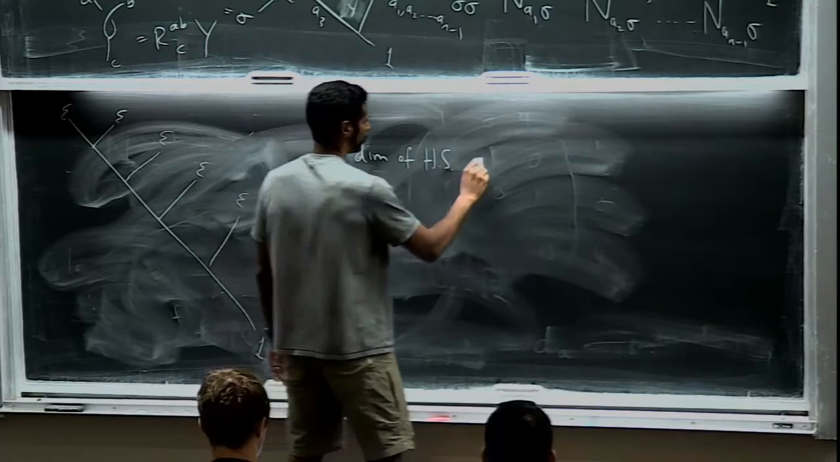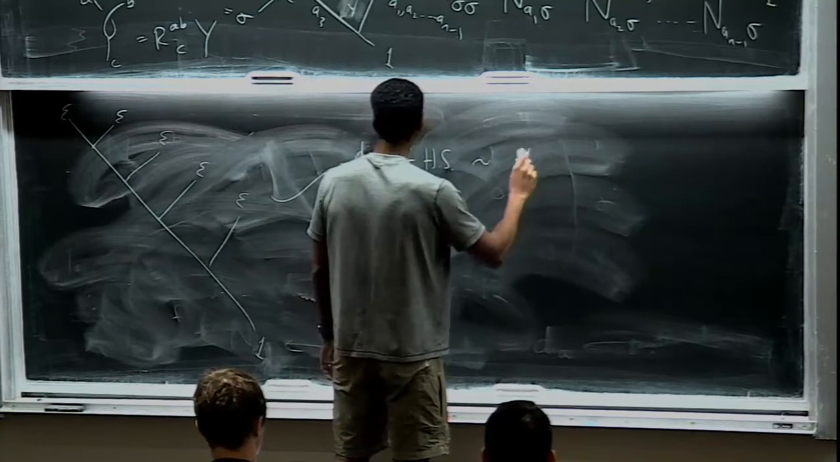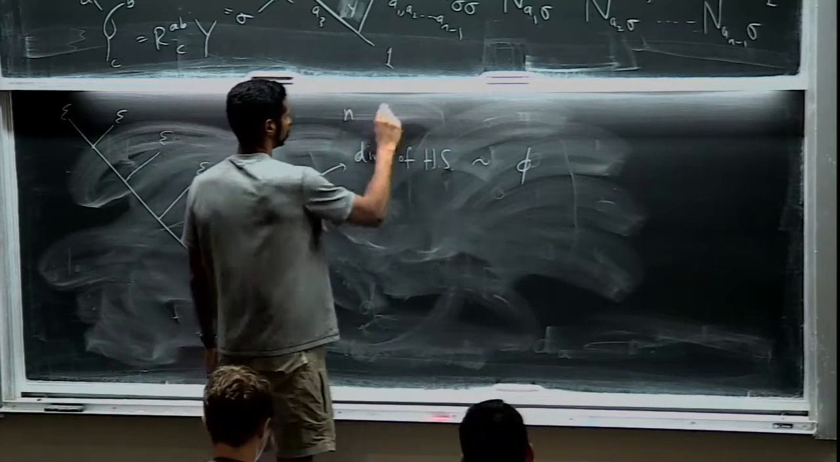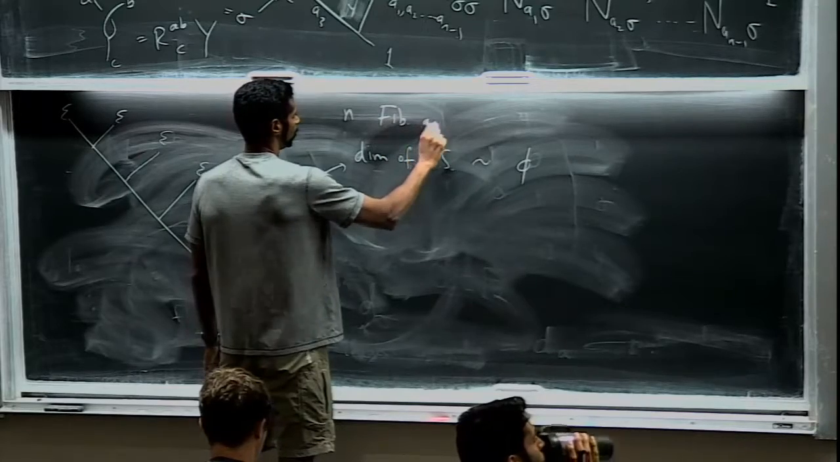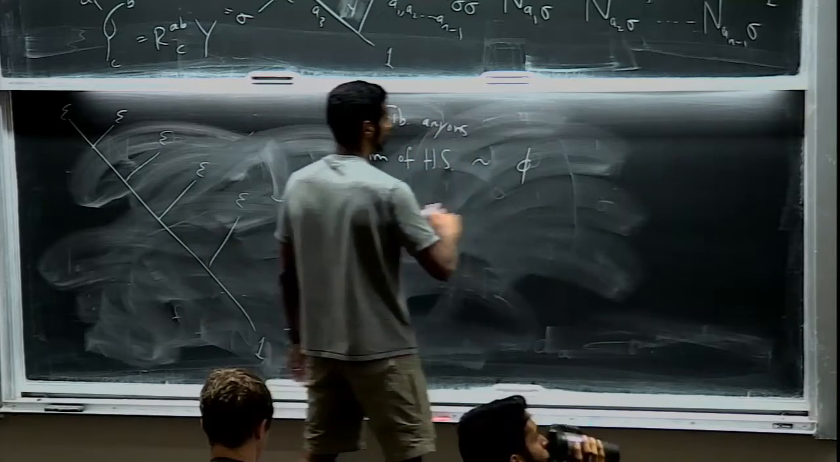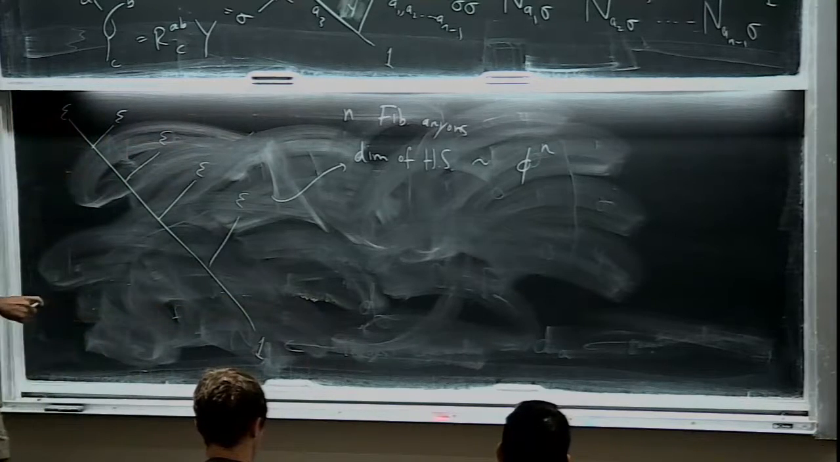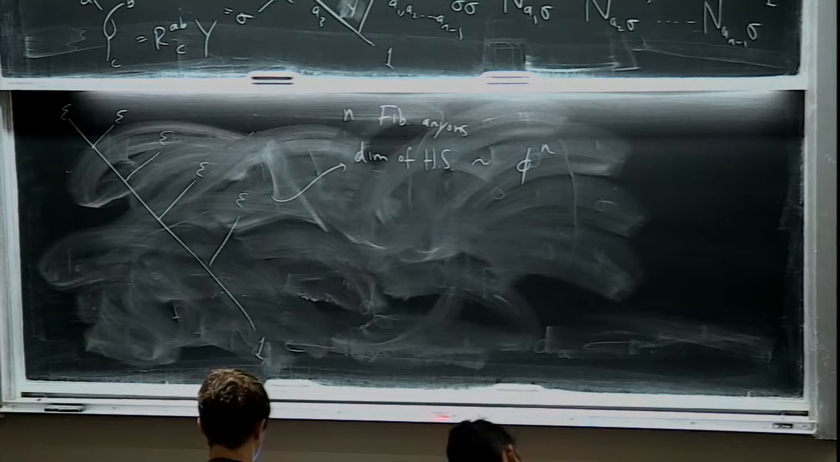The dimension of Hilbert space goes as the golden, so this is n Fibonacci anyons. The dimension of the Hilbert space goes as the golden ratio to the nth power. Okay. Now, we can actually compute what it is exactly.